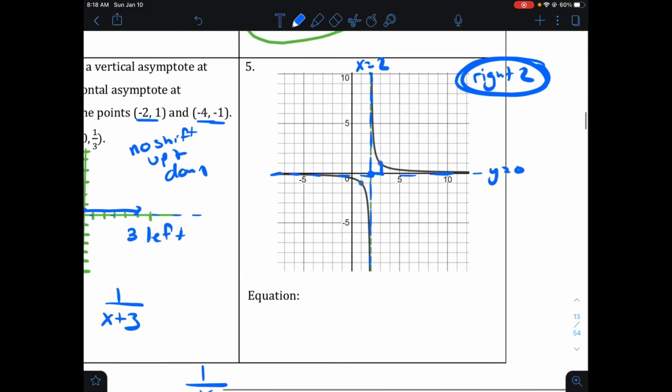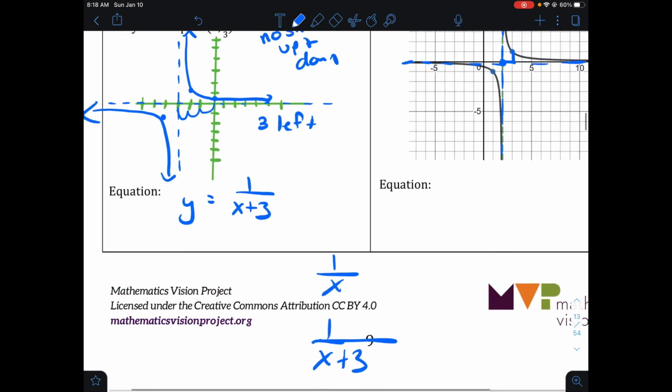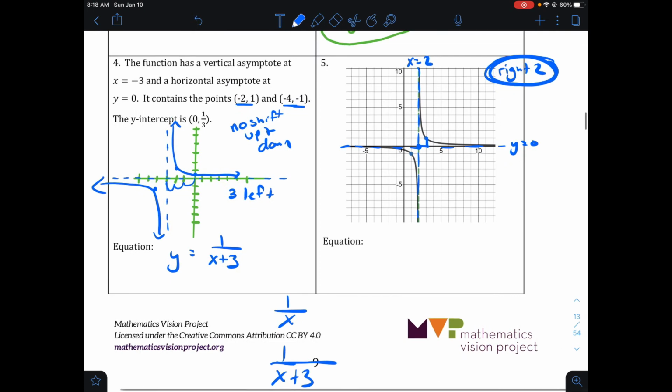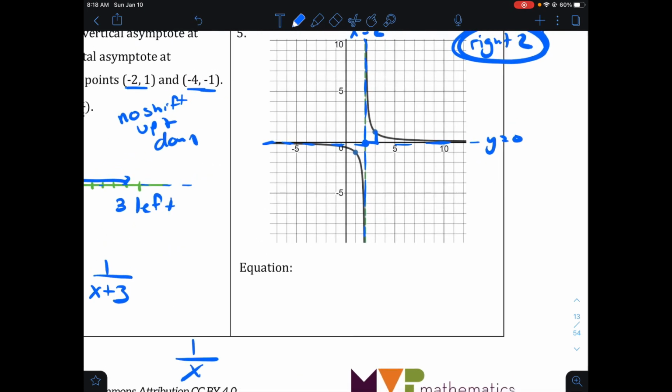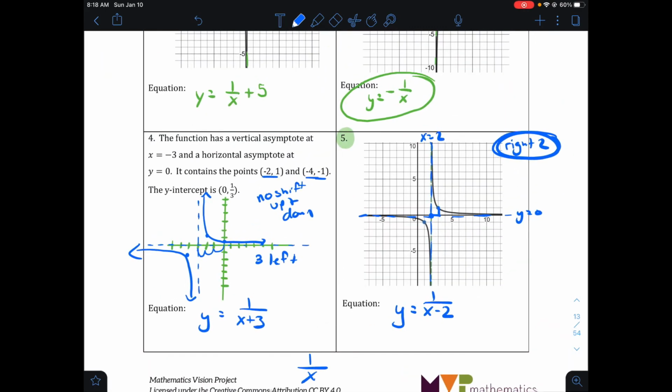So I want you guys to think, if we're going to shift it right 2, that's the only transformation, right? Here, our only transformation was left 3. We're moving right 2. What would this function be? Think about that. What would this new function be? So the new function would be y equals 1 all over x minus 2, right? That minus 2 is your right 2.